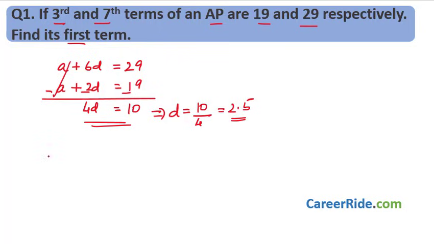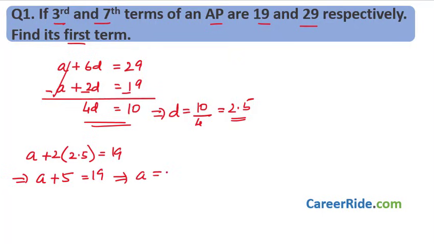Can I place this value in my equation? Yes. It is given to me that A plus 2 into 2.5 is equal to 19. It means A plus 5 is equal to 19, which gives me A is equal to 14. So my first term here is 14. Easy, isn't it? Let's move on to the second question.